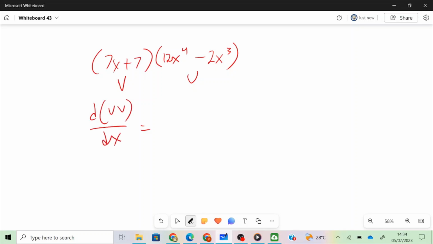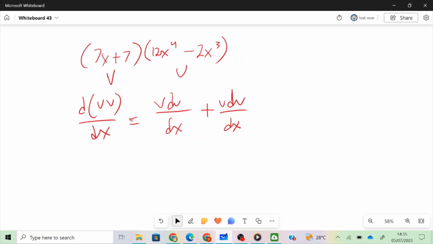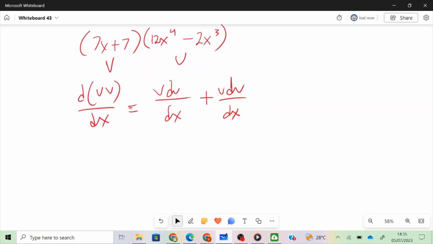Some exam boards do pay a lot of emphasis on you writing the formula down, some don't, but just to be on the safe side, always write down your formula. This is v du/dx plus u dv/dx. Just write it like this, so even if there isn't a mark, you can get that mark. Even if there isn't a mark, it does help your workings to be a lot more organized and a lot easier for the examiner to follow along.